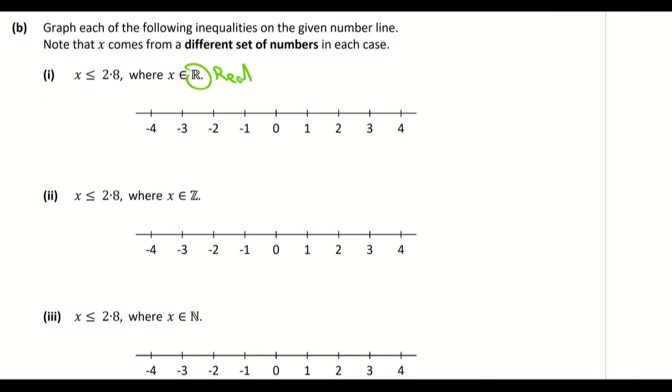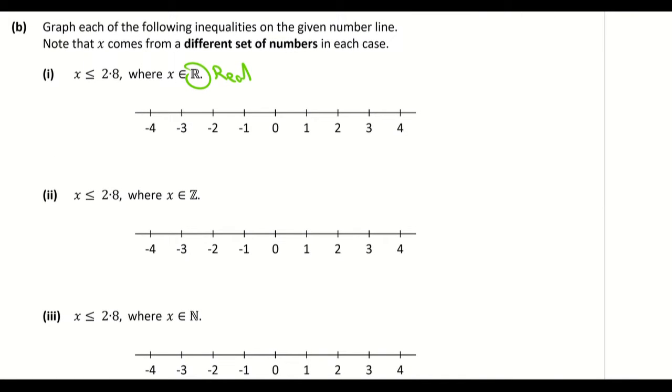So let me just zoom in here a little bit. So we're drawing a circle at roughly 2.8. I am coloring in the circle because it includes the 2.8. And then I'm drawing a solid line less than 2.8 to account for all of these infinite numbers that are also included, which are less than 2.8.